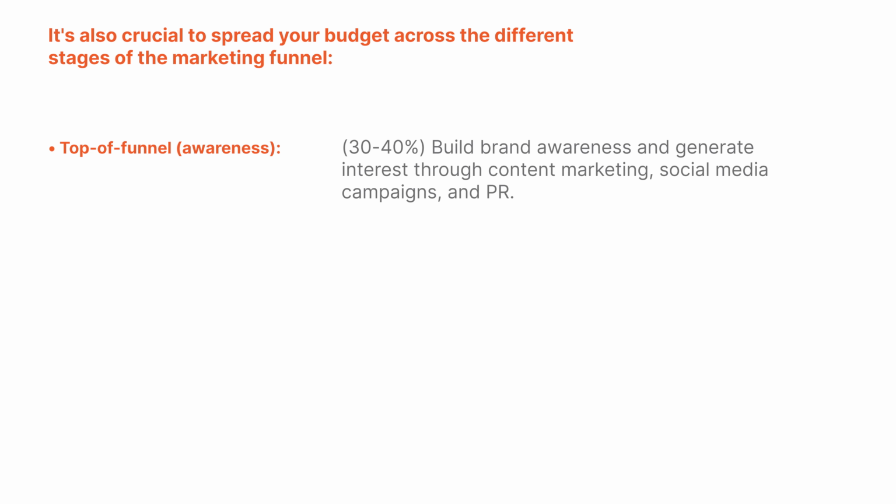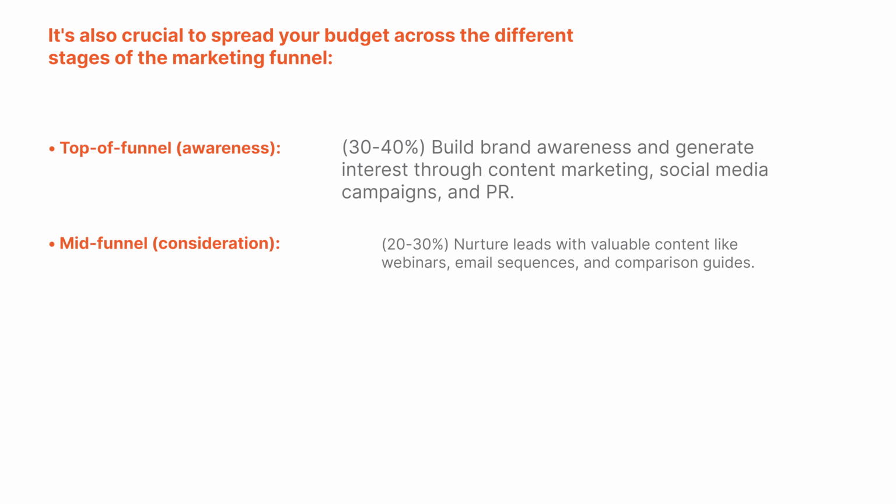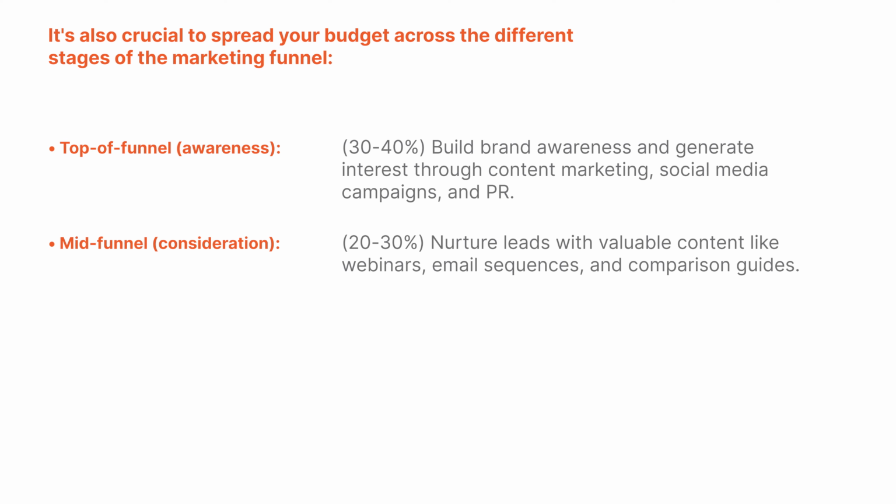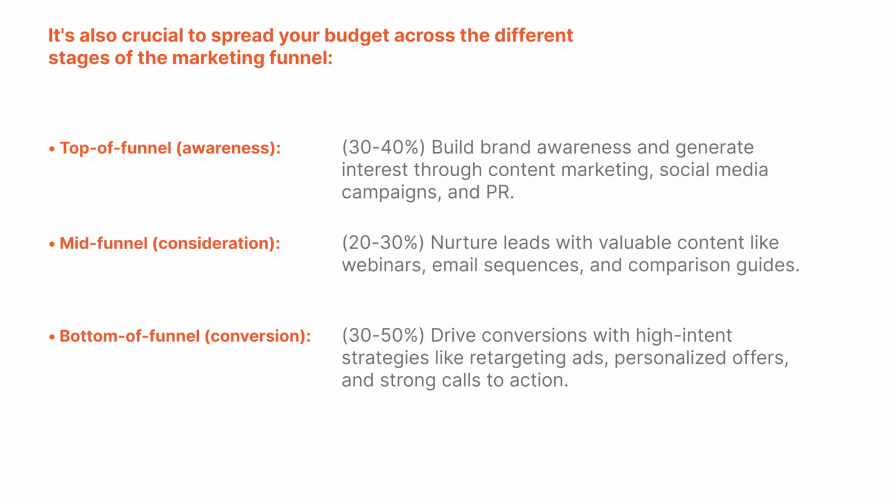It's also crucial to spread your budget across different stages of the marketing funnel. For instance, top of funnel or awareness, maybe 30 to 40%. Build brand awareness and generate interest through content marketing, social media campaigns, and PR. And at the mid funnel or consideration, maybe 20 to 30% to nurture leads with valuable content like webinars, email sequences, and comparison guides. And the bottom of the funnel or conversions, 30 to 50%. Drive conversions with high intent strategies like retargeting ads, personalized offers, and strong calls to action.